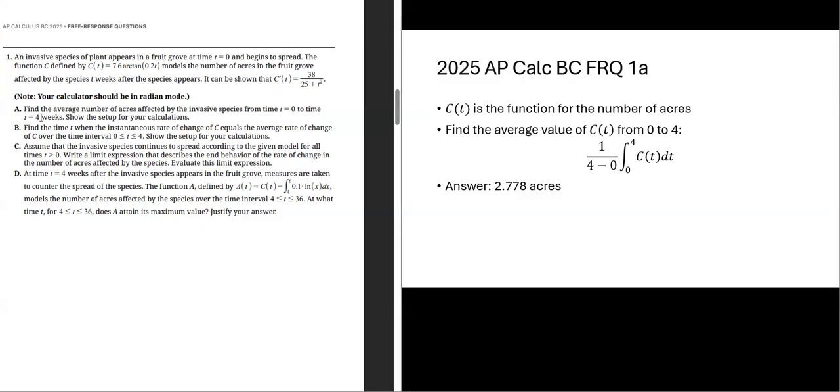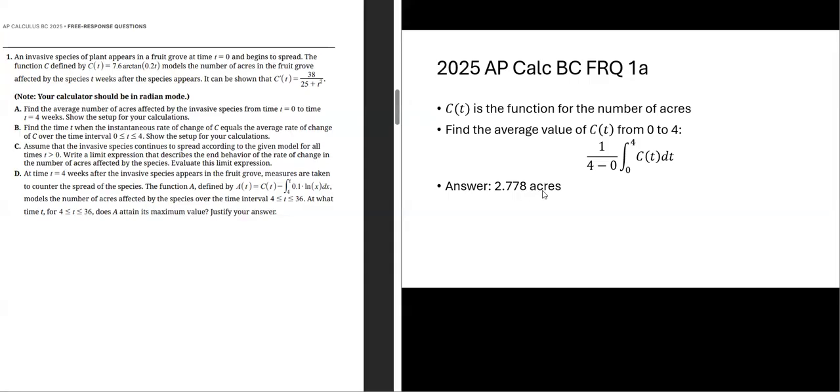Do you remember how to find the average value of a function? That's 1 over the time stop minus time start. So 4 minus 0, integral from time start to time stop, from 0 to 4, of our function of interest, C prime. It's not C prime, sorry. C of t dt. Okay, put this in the calculator. Your answer should be 2.778.